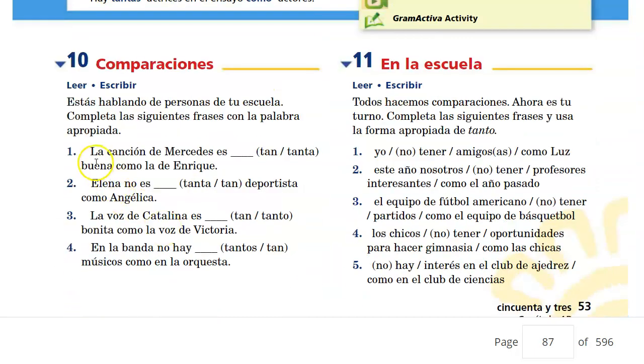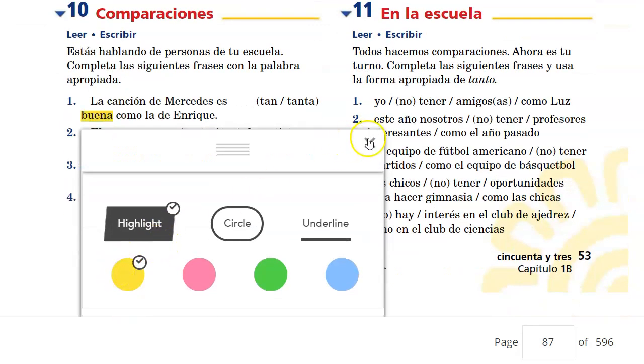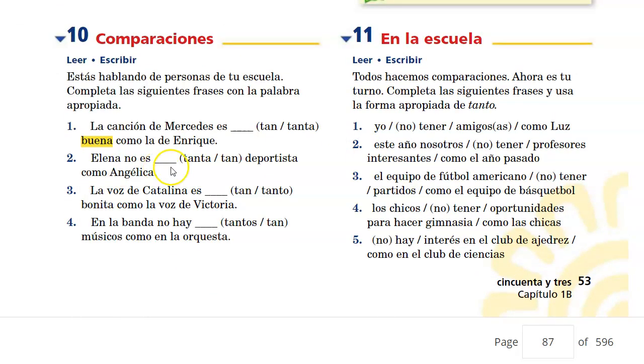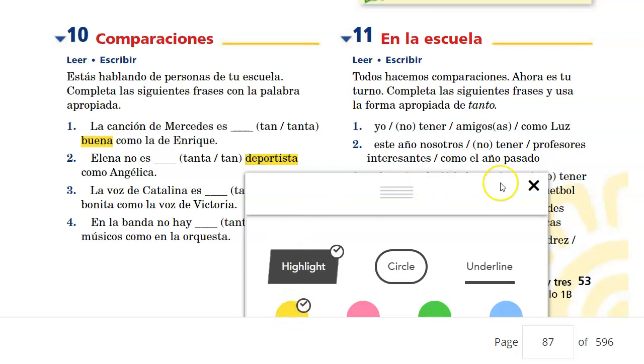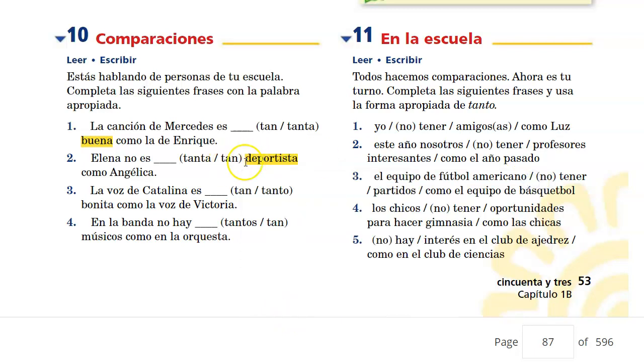So for number 1, la canción de Mercedes es tan buena como la de Enrique. Buena being the descriptive adjective there. And then number 2, Elena no es tan deportista como Angelica. Deportista, also an adjective, means sporty or athletic. Exercise 11, I think we're probably only going to do the first 3.